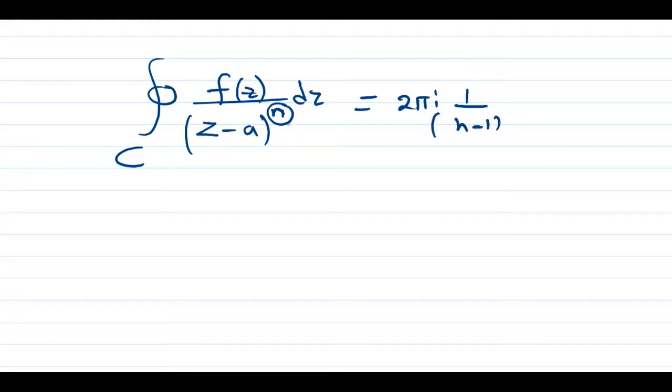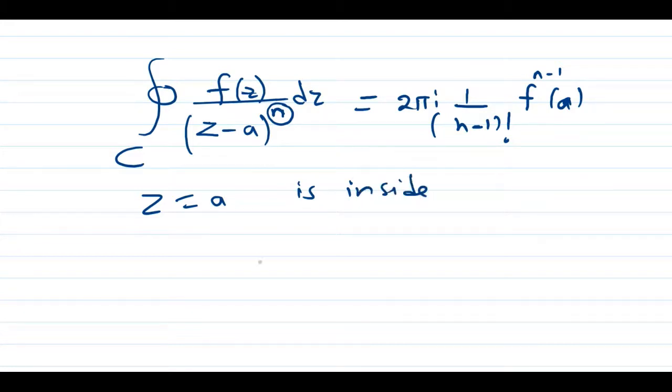Here, as the power is n, you should take (n minus 1) factorial into f derivative n minus 1 times, with the value at z equal to a, where this point z equal to a is inside. If this point is outside, the integration answer will be 0.